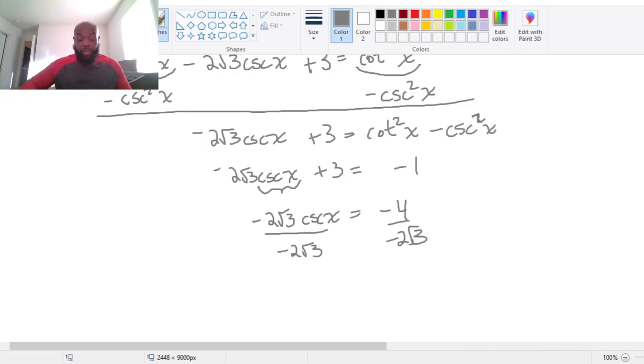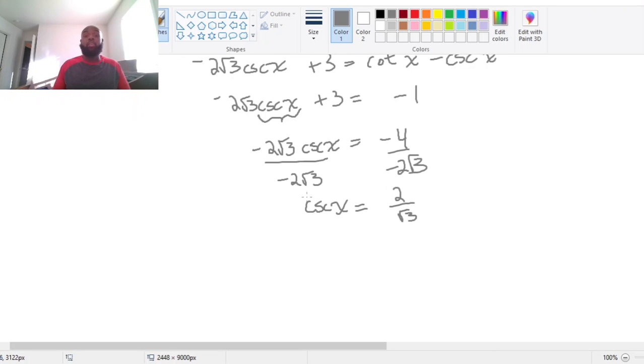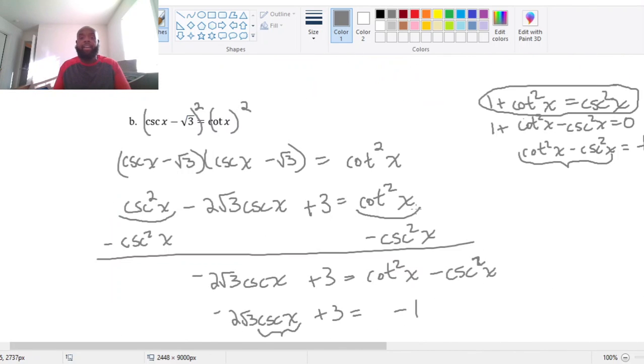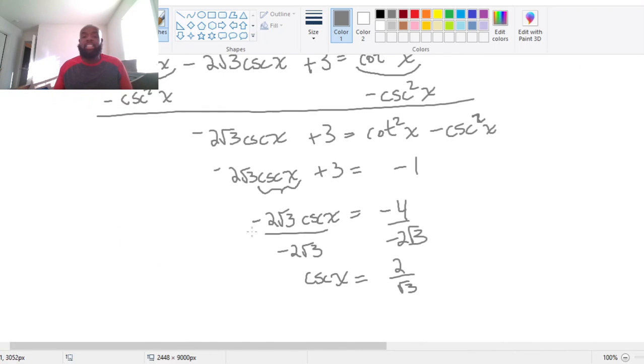All right, and so when we divide both sides by that, we isolate our cosecant of x function, and we'll end up with 2 over the square root of 3. And so now our goal is to find what angle, again, we're going to be between 0 and 2 pi, that has a cosecant value of 2 divided by square root of 3. We know that we can simplify that into 2 square root of 3 over 3.